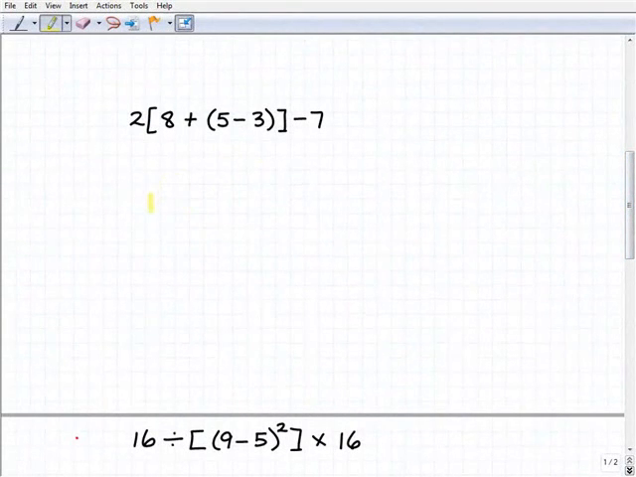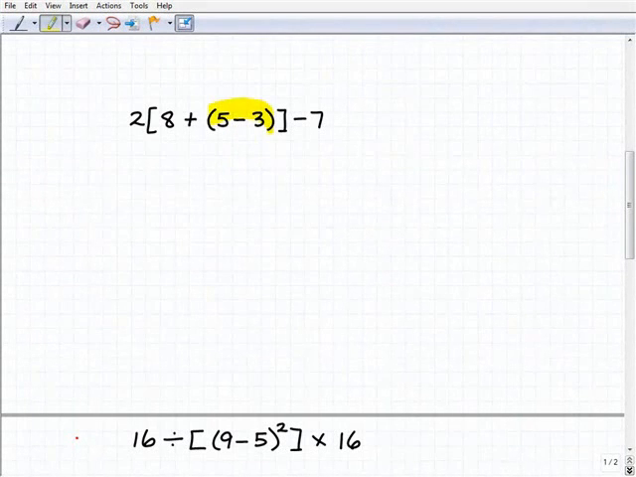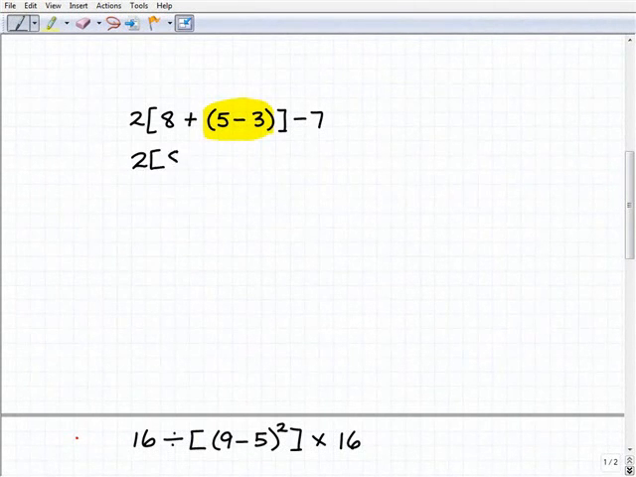PEMDAS, what do I do first here? And if you haven't tried this problem, I would go ahead and maybe pause the video and give it a try. So we have two sets of parentheses or two sets of grouping symbols. You always do the innermost first. So I'm focusing right there. So I'm going to rewrite the problem. This is the way you should show your work. You really should try to model how I'm doing this. So I have 2 bracket 8 plus. Now 5 minus 3 is of course 2. End bracket there minus 7.